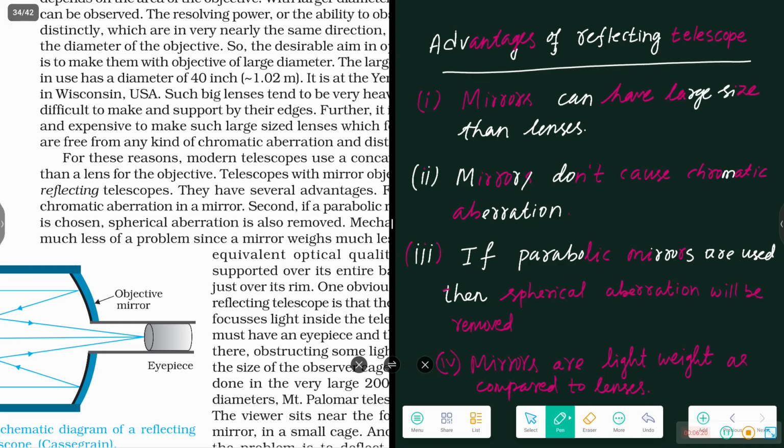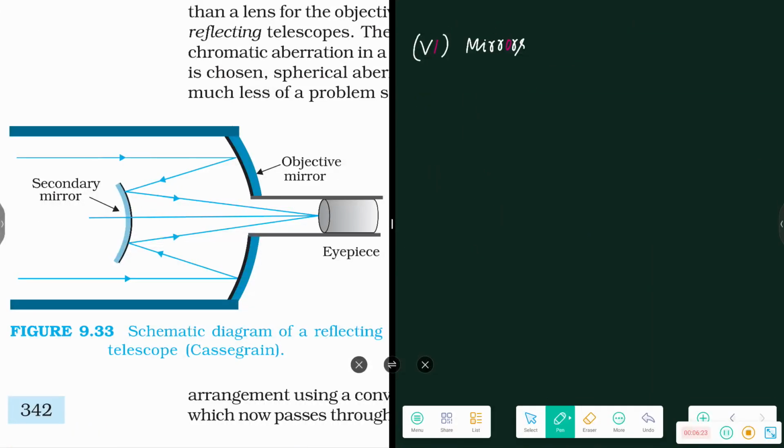Now the fifth point. Mirrors are easy to mount on the edges. This is the fifth point. So this many points to remember. For a 3 mark question they will ask advantages of telescope. Any 3 points you can write.